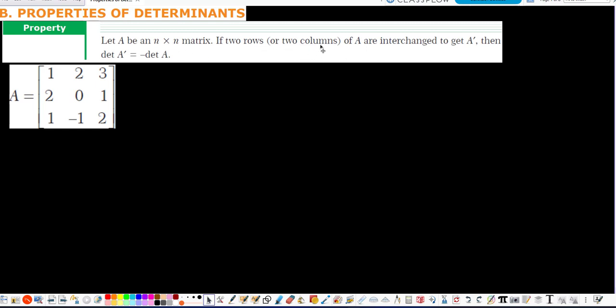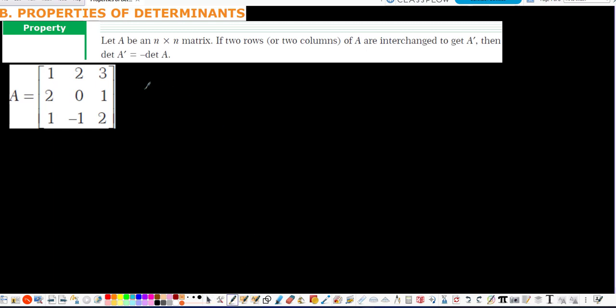If two rows or columns of A are interchanged, which means that, let's say, the first row and the second row change places, then you will get A prime. This is not the same matrix. If you change their places, then the determinant of A prime should be equal to minus the determinant of A. So if you change their places, you will get the negative of the determinant.